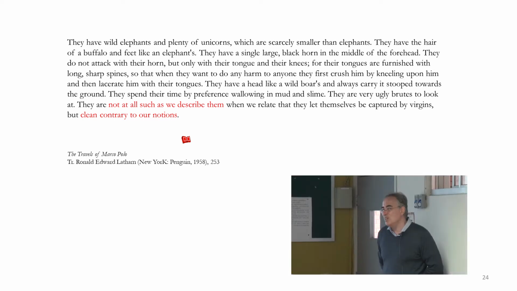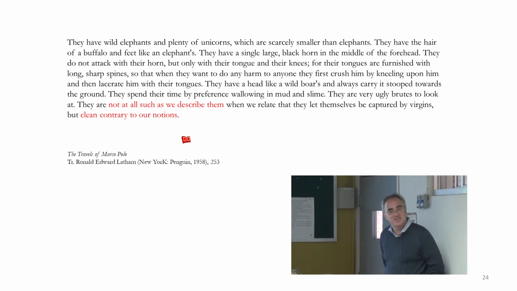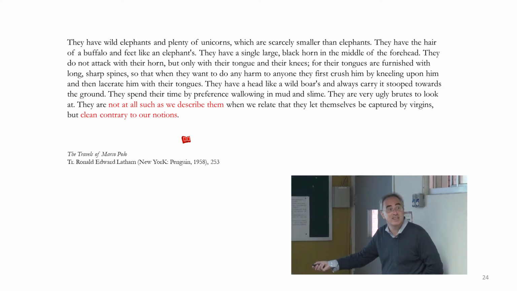Did he really see a unicorn? What did he see? A rhinoceros, of course. That's what he saw. He did describe it as a rhinoceros, right? This is what we would understand.